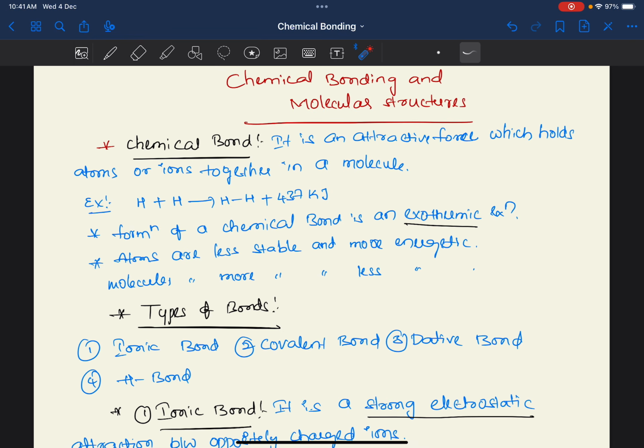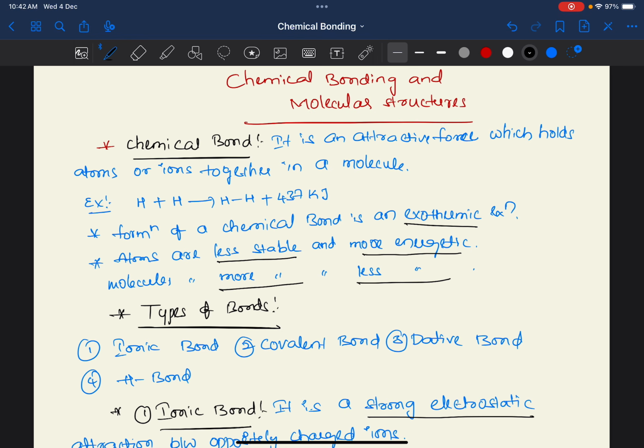Now the important point is that atoms are less stable and more energetic, but molecules are more stable and less energetic. So that's why the formation of a chemical bond is a kind of exothermic reaction.